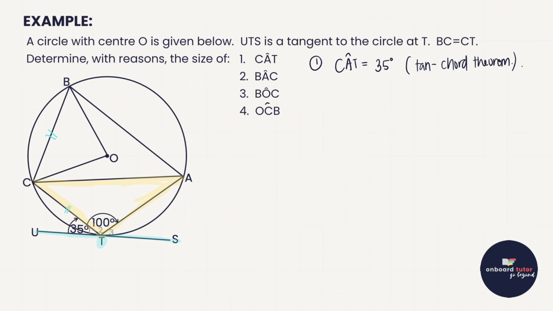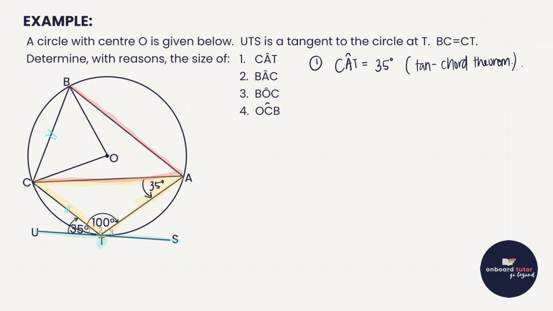Okay. Second, they want us to find angle BAC. So BAC. Let's quickly fill in what we just worked out. CAT was 35. And then BAC.